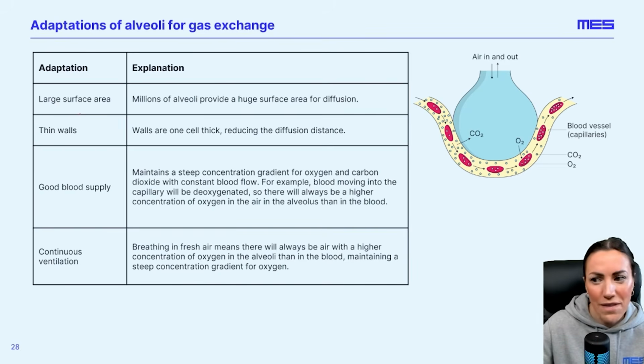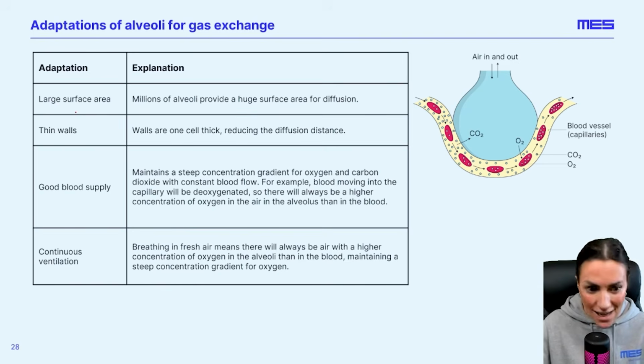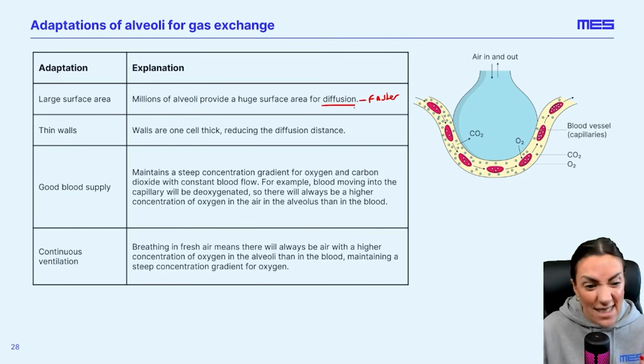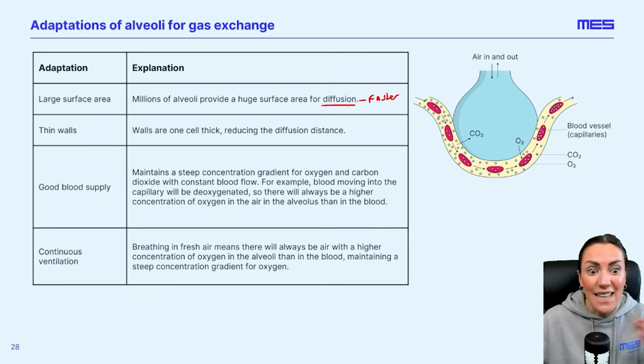So let's go through some of the adaptations, and you should recognize these because they link to the factors that speed up diffusion. So the alveoli have a large surface area. That would be describing the adaptation. If we explain it, because there are millions of alveoli, it gives a large surface area for diffusion, or you could say diffusion will be faster, so the gas exchange can happen faster simply because there's more surface over which the gases can diffuse at one time.